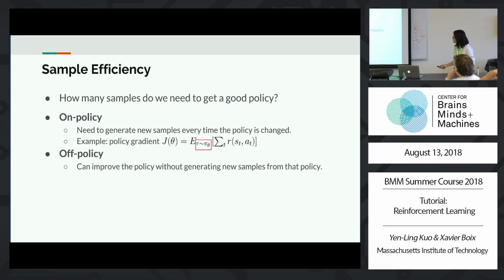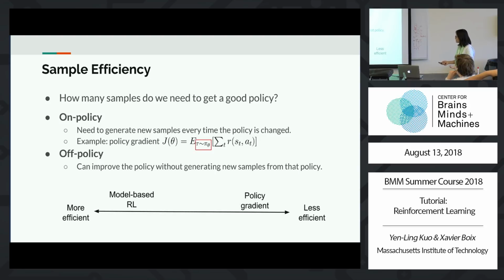So if you put it on a spectrum, there are some RL algorithms like model-based methods that are very efficient, more efficient in data and samples. And some methods like policy gradient need a lot of samples whenever we want to evaluate a new thing. But you may have a question: if this is not so efficient in data usage, why do we still need a method like this?